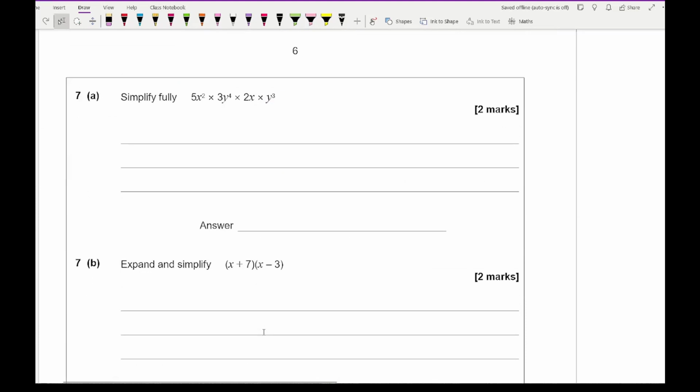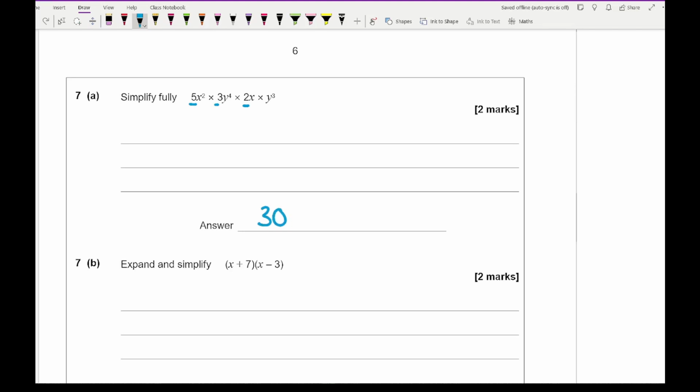Moving on to question 7, it says simplify fully. So again here, what we're doing is just multiplying all the numbers together, all the letters together. So here, starting with the numbers, we've got 5 times 3 times 2. Well, 5 times 3 is 15, times 2 is 30.